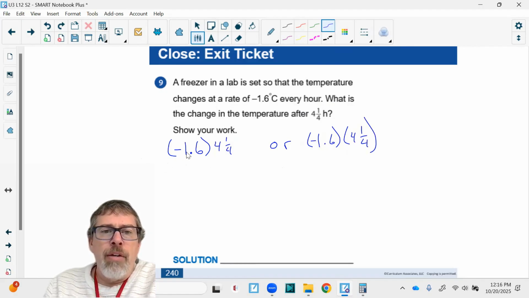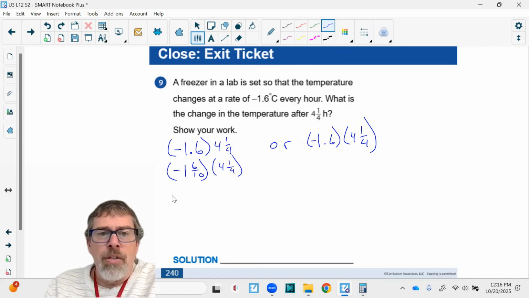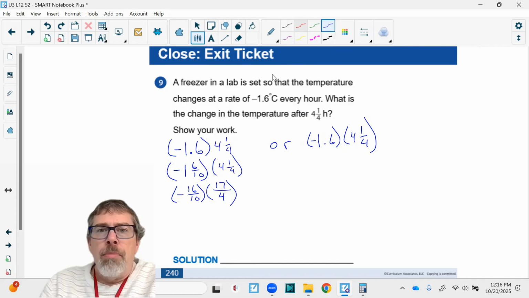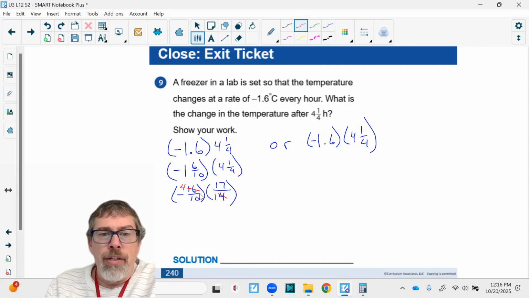Okay, I can make negative 1.6 a fraction, which would be negative 1 6/10. And then I'd multiply that by 4¼. But in order to do that, I need to make these improper. So it's going to be a negative, 10 times 1 is 10, plus 6 is 16 over 10. And then 4 times 4 is 16, plus 1 is 17 over 4. Okay. To make these numbers smaller, I'm going to reduce first. That can be a 1 and make 16 a 4. 16 divided by 4 is 4.